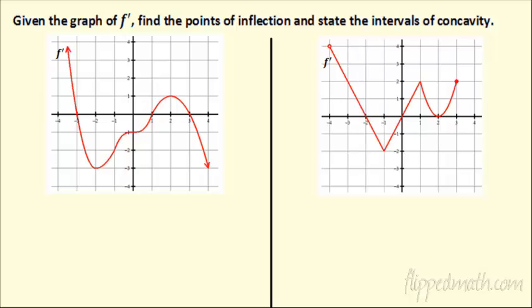Let's check out this graph because this gets crazy. Remember, this is the derivative, so I'm going to give you the derivative, and I want to know about the points of inflection and the intervals of concavity, so that whole concave up, concave down. So where do I get points of inflection? Well, remember, that's when the second derivative equals 0. Well, when does that happen?